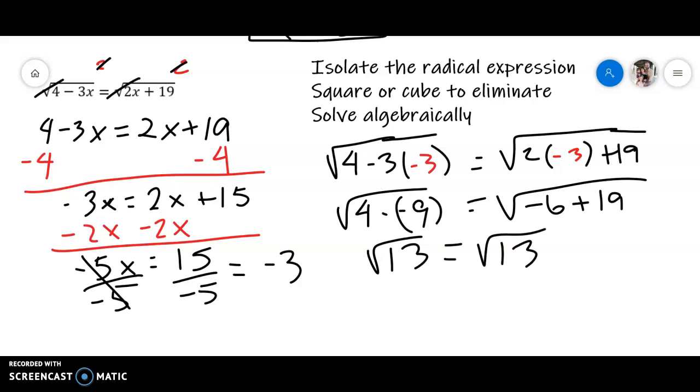Now you'll notice that both the square root on the right side and the left side are the square root of a positive number. So these are both valid values. So yes, this is the correct answer. If you ever end up with a square root that has a negative value underneath it, that means that there's no real solution. Okay? So, final answer, x equals negative 3.